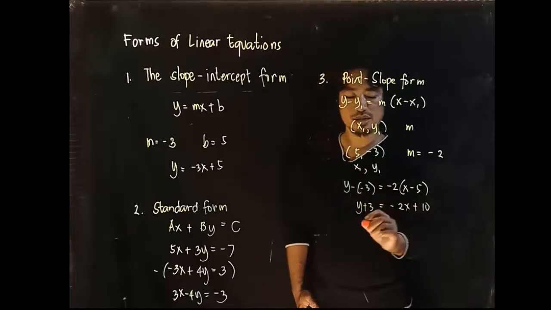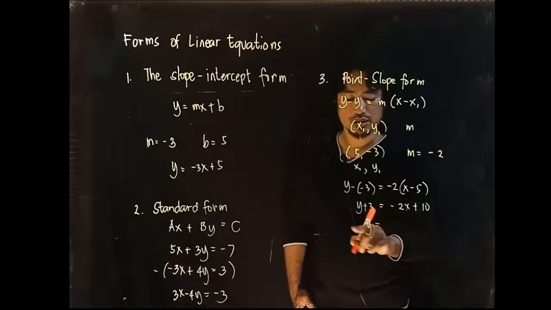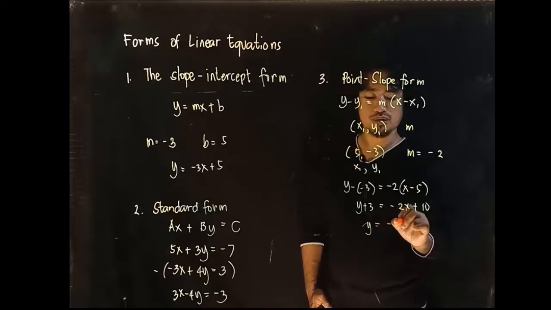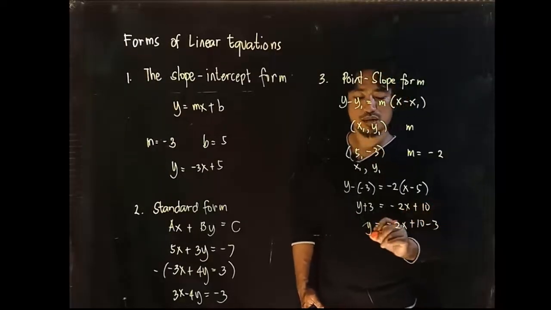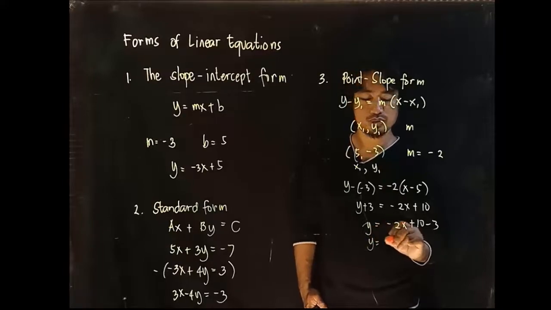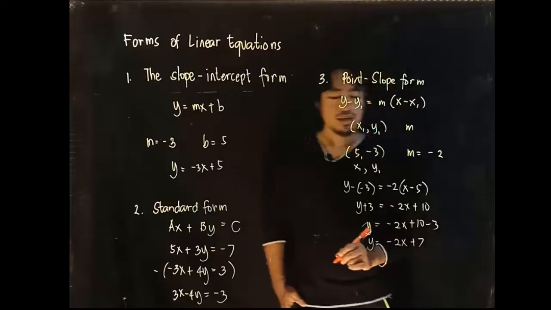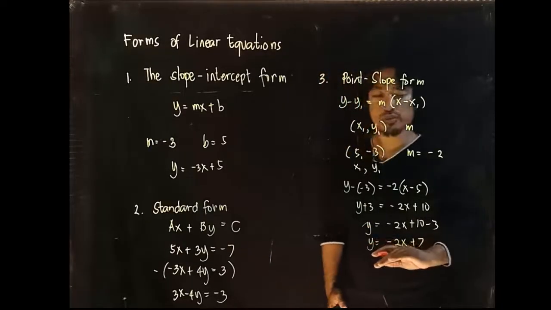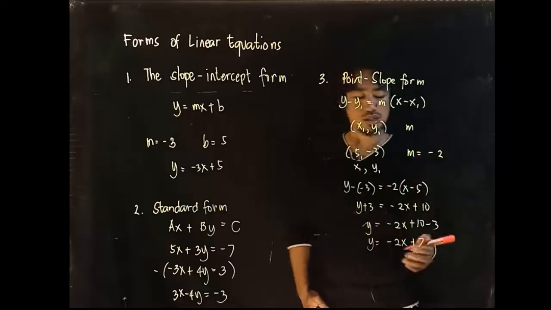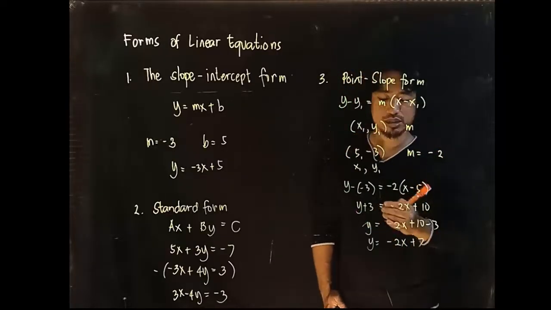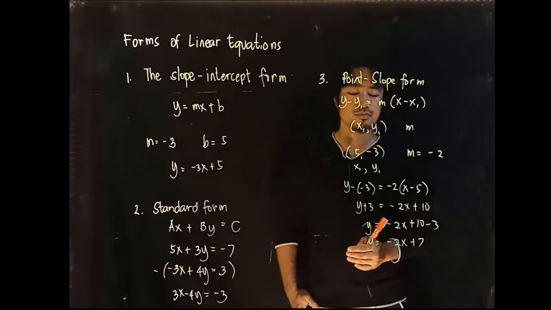Then transpose positive 3 to the right side, so y is equal to negative 2x plus 10 minus 3. Therefore, y is equal to negative 2x plus 7. So this is our corresponding equation given these properties. So this is in standard form. So we have derived its equivalent slope-intercept form.